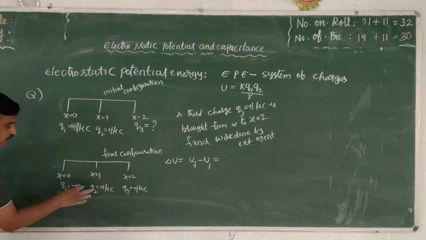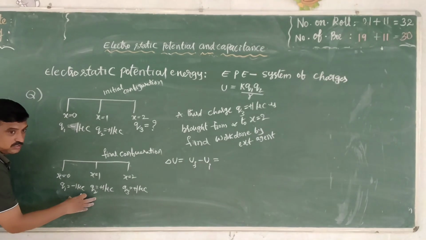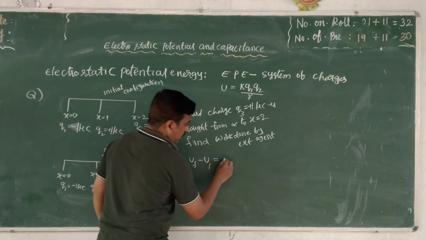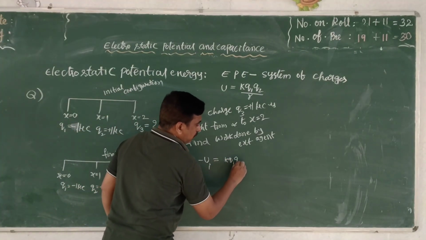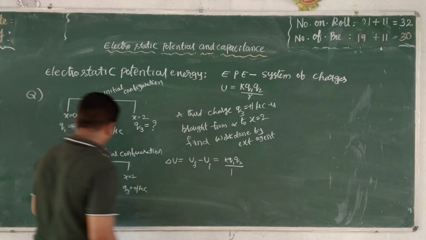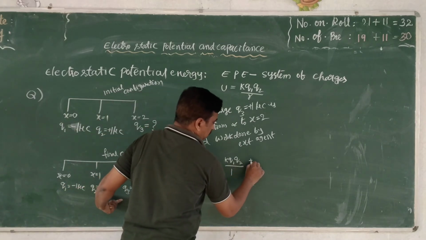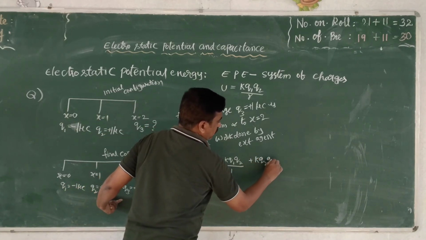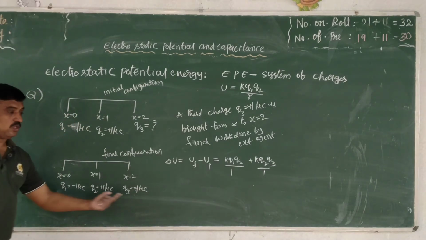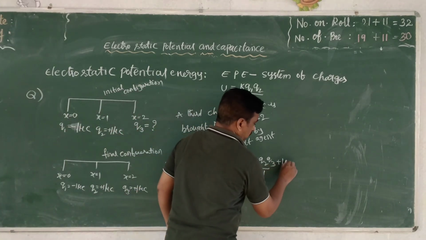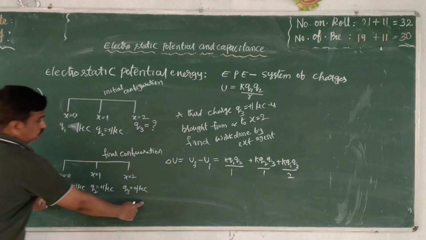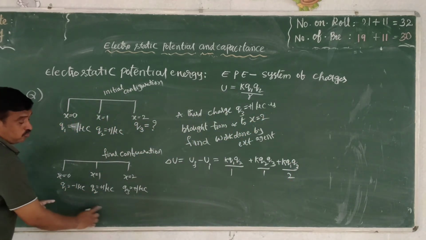Between two charges, one potential energy is developed, that is U12, which is kQ1Q2 by the distance, which is 1. Due to this one, the potential developed is kQ2Q3 by 1 meter. Next, between Q1 and Q3 one potential is developed, that is kQ1Q3 by 2. Why? Because between them, x equal to 0 to 2, there is a 2-meter distance.